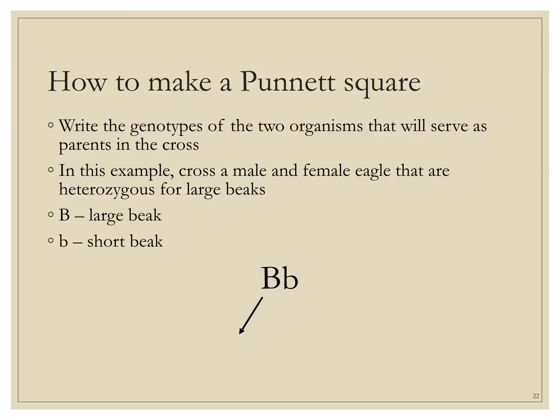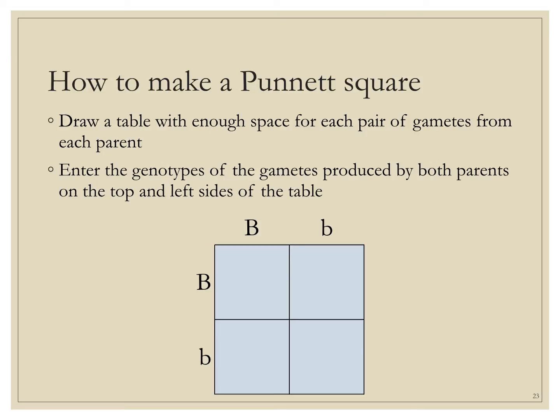So then remember, those segregate when the gametes are formed. So you're going to have a big B and a little b. Then you want to draw the table. Make sure that it's as square as possible. And then you're going to write the alleles on the tops and the sides. Now, for me, it doesn't matter if you write the male on the top or the male on the side, or the female on the top or the female on the side. That doesn't matter. You're going to get the same results anyway. So I'm not a real stickler about that.